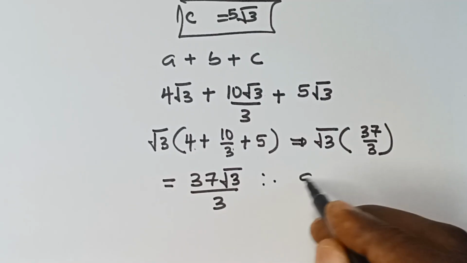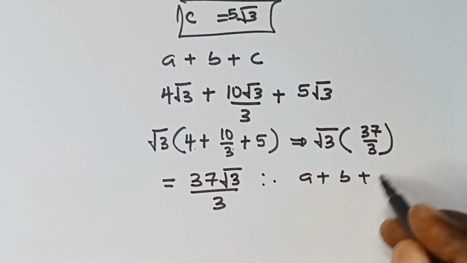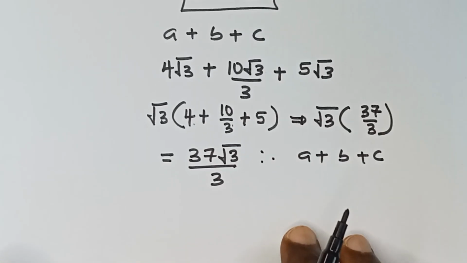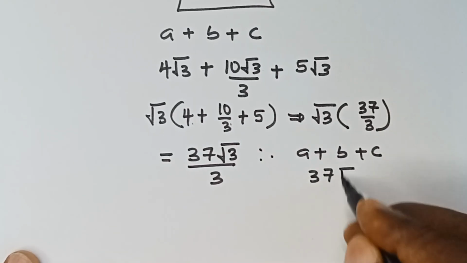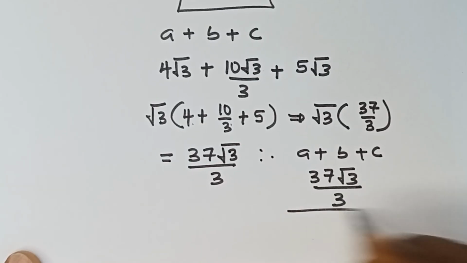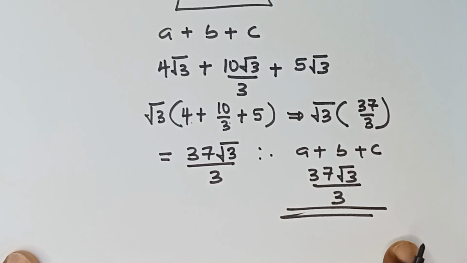Therefore, A plus B plus C equals 37 root 3 over 3. And that is the final answer. All right guys, you can see this is very fast.